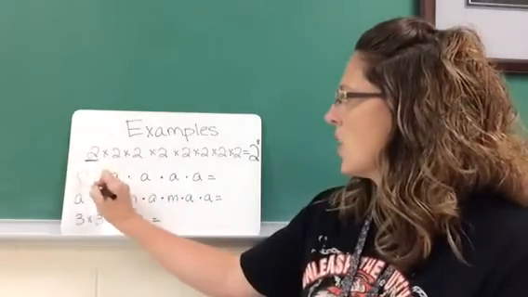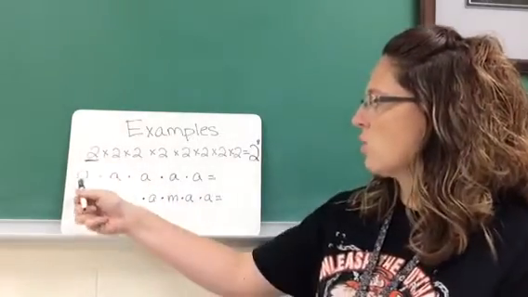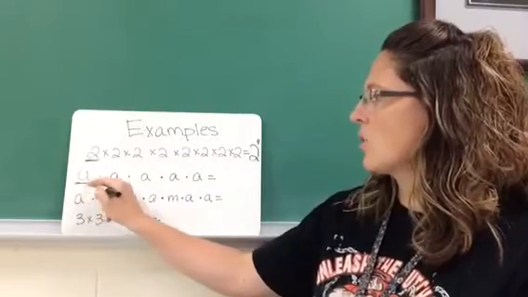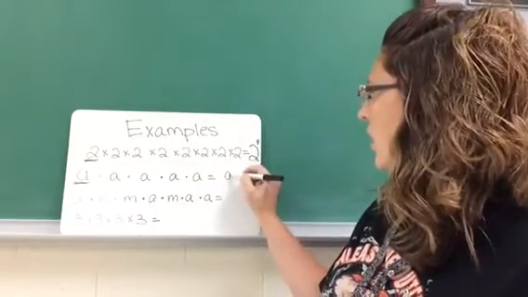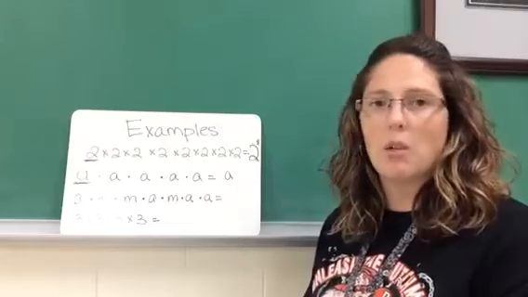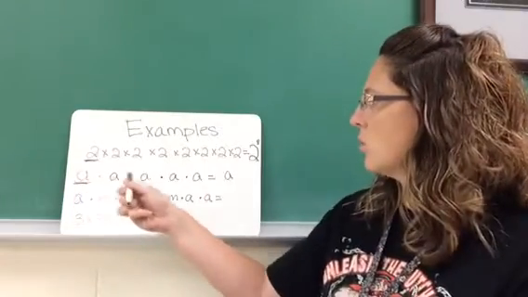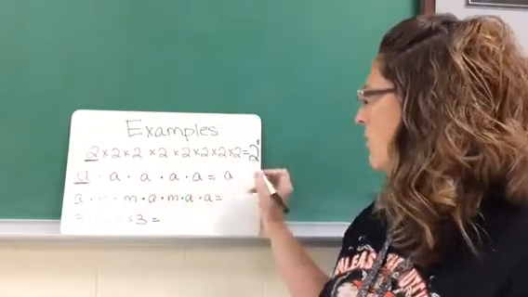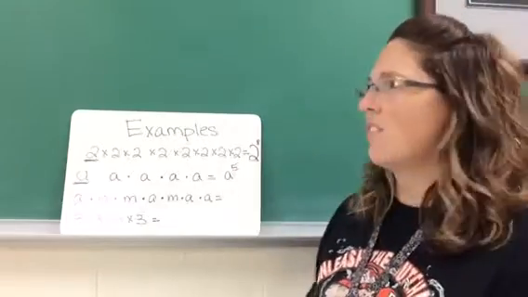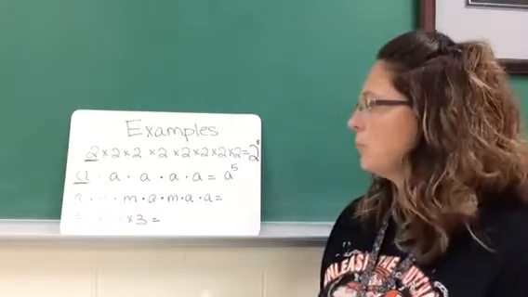You can do the same thing with letters. So for this one, our base is going to be A. For our exponent, we count how many A's. 1, 2, 3, 4, 5. So we have A to the 5th power.